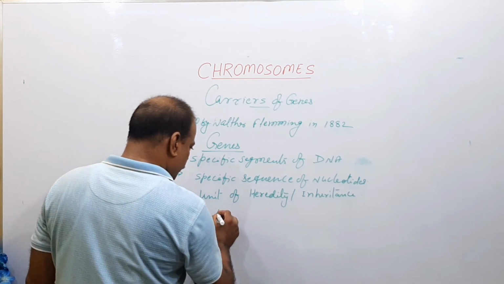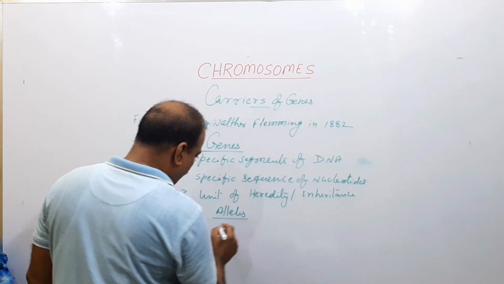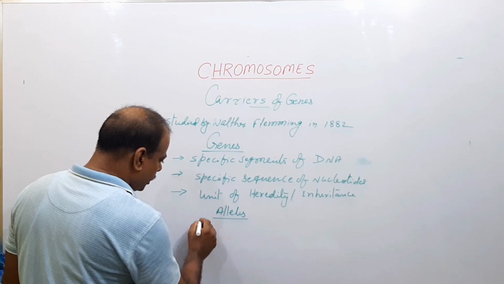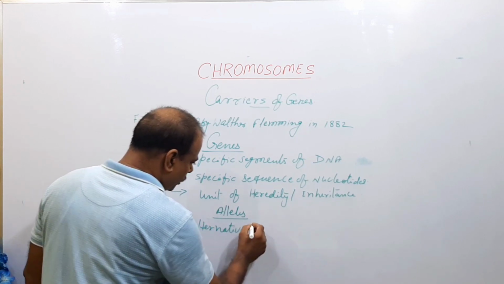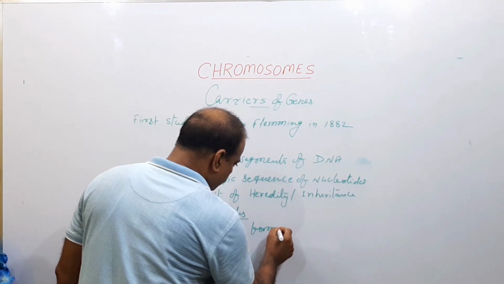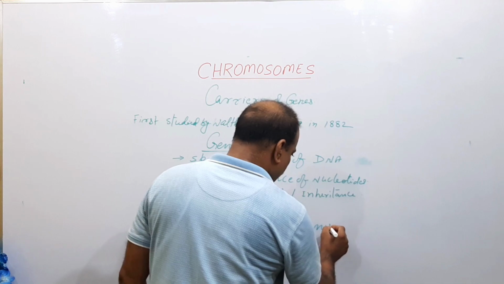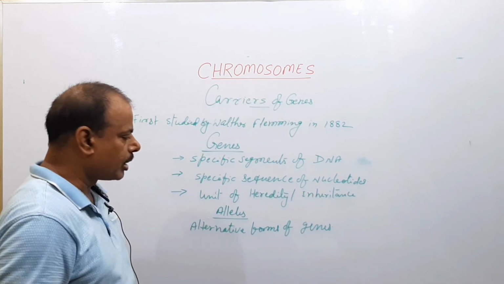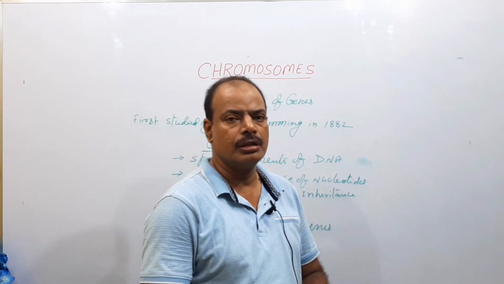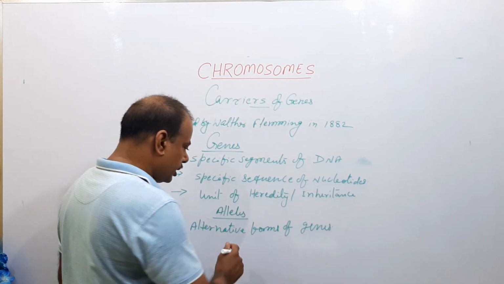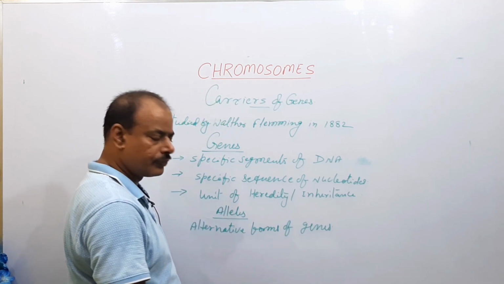Again, you have studied before, alleles are the alternative forms of genes, because genes are always found in pairs, and each alternative form of a gene is known as an allele.